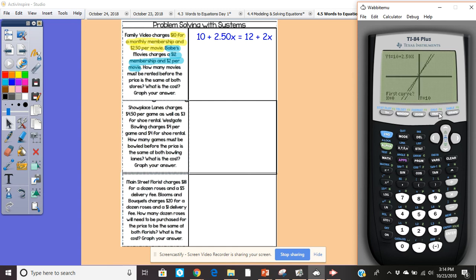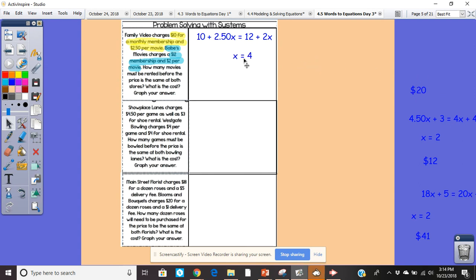So second trace 5, and I get x equals 4. Now that's one question. So that means how many movies must be rented before the price is the same? So once you rent 4 movies, the price at Family and Babes is going to be the same. The second question is, what is the cost?